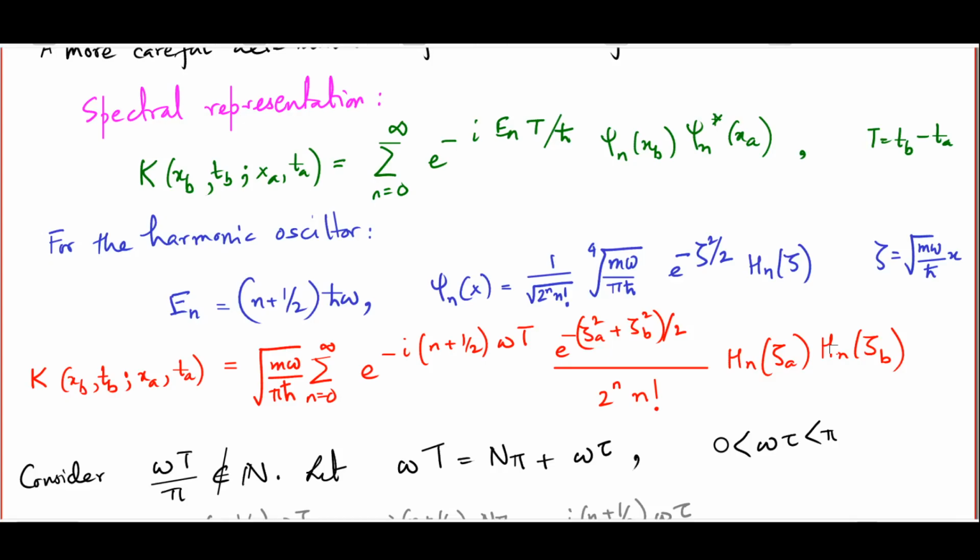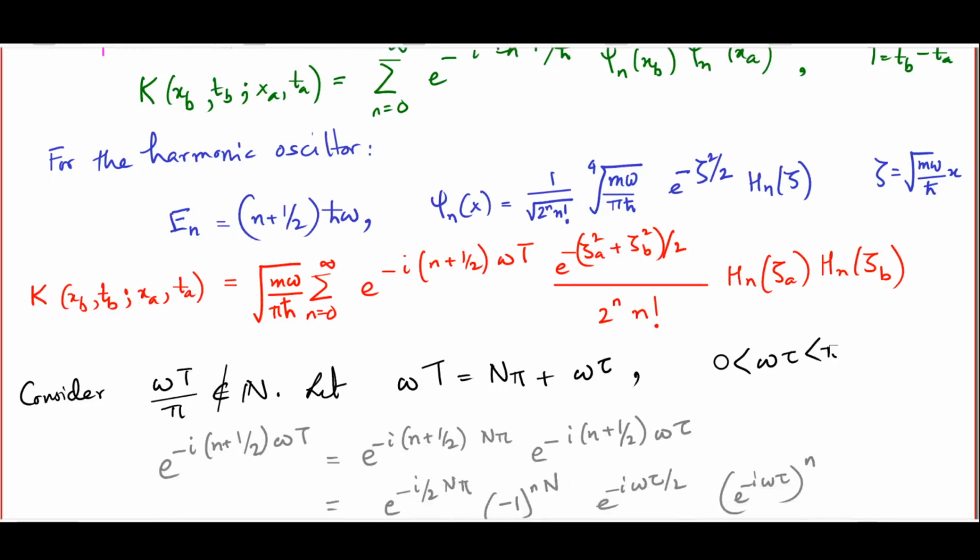Zeta a and zeta b are of course the dimensionless parameters corresponding to xa and xb. Now we had already seen that our expression for the propagator breaks down rather badly when omega T is an integer multiple of pi. For the time being, let us not talk about that case. Let us talk about the situation where omega capital T is not an integer multiple of pi. So, by calling omega T by pi's integer part capital N, we can write omega T as capital N times pi plus omega tau, where omega tau is the number which is between 0 and pi.